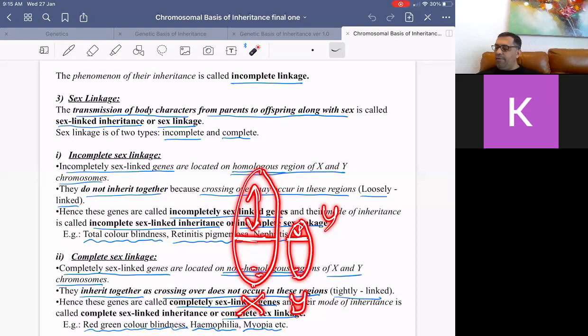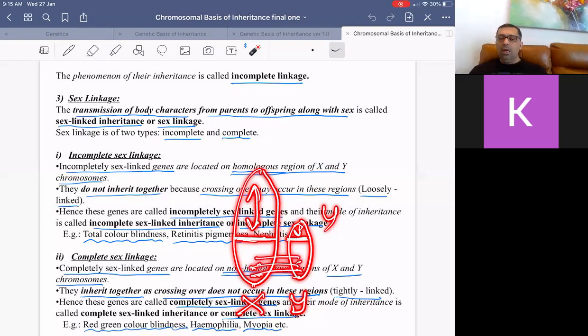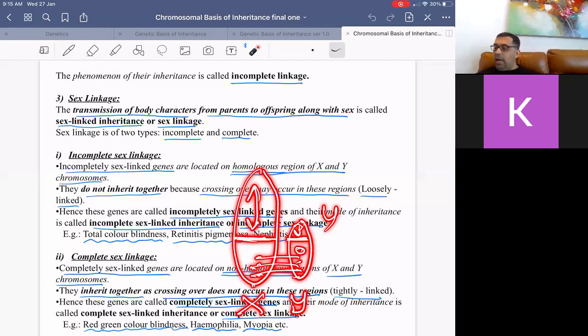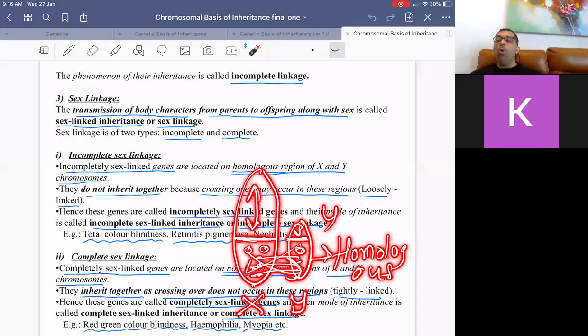And in between there were alleles: genes for testis, ovary, testosterone, estrogen, progesterone, glans penis, clitoris. So these were homologous with alleles. Now on this homologous region, maybe there are some somatic or body characteristics also, and between them there is a chance of crossing over, because homologous regions cross over, so they show incomplete sex linkage.